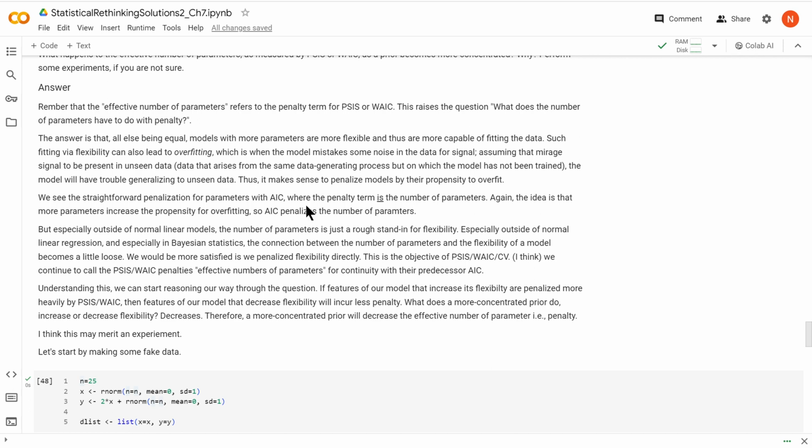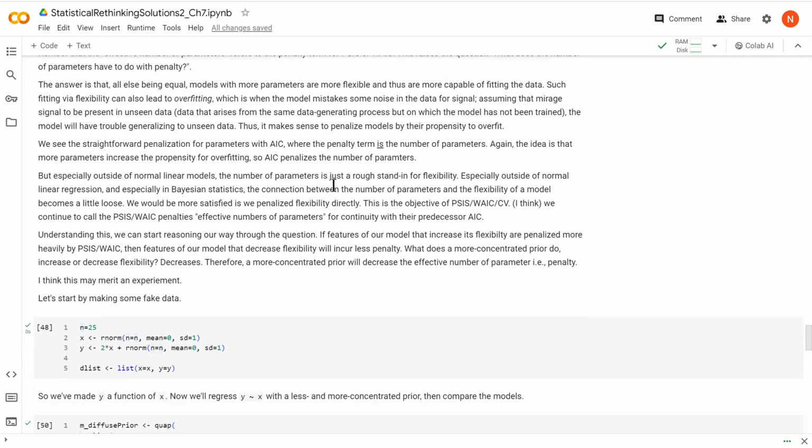But once we start to step outside of normal linear models, which the book is coming to very quickly, the connection between number of parameters and overfitting risk starts to decouple a little bit. And then we realize that the number of parameters is really just a surrogate for flexibility or for risk of overfitting. As that relationship starts to decouple, we should become more suspicious of penalizing the number of parameters. What we would really like to do is penalize something closer to the risk of overfitting, more directly penalizing the flexibility of the model. That's what these different methods, PSIS, WAIC, and I guess cross-validation to an extent, are trying to do: penalize based on something much more closely related to the flexibility of the model and its risk of overfitting.